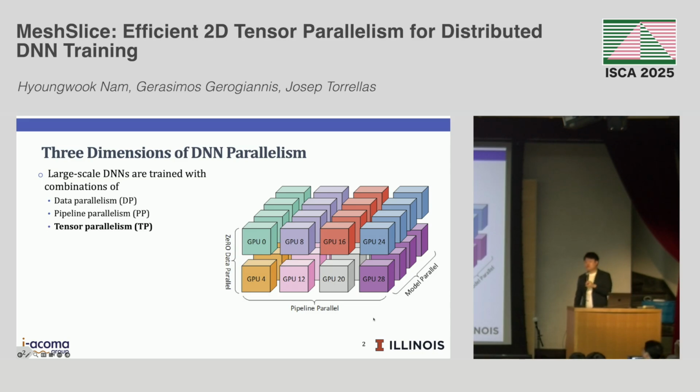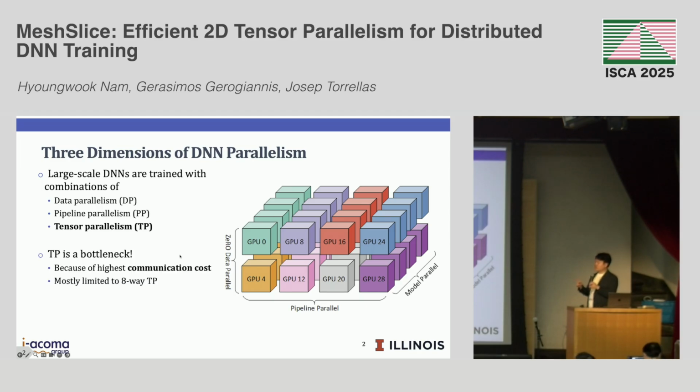There are three dimensions of DNN parallelism, and for large-scale DNN training, mostly LLMs, you need to use all three of them: data parallelism, pipeline parallelism, and tensor parallelism. Here we are focusing on tensor parallelism because it is a bottleneck. It causes the most communication costs because you have to communicate the shards at every layer. Because of that, it's mostly limited to 8-way tensor parallelism in clusters.